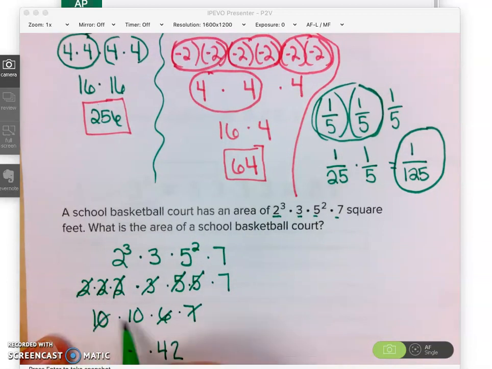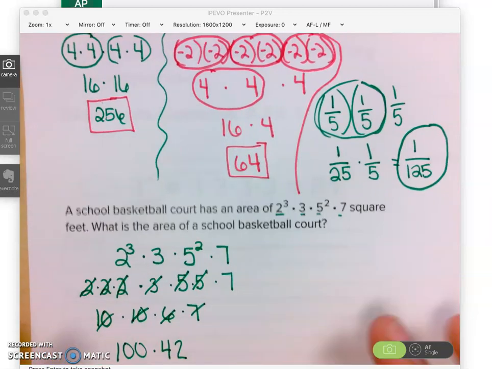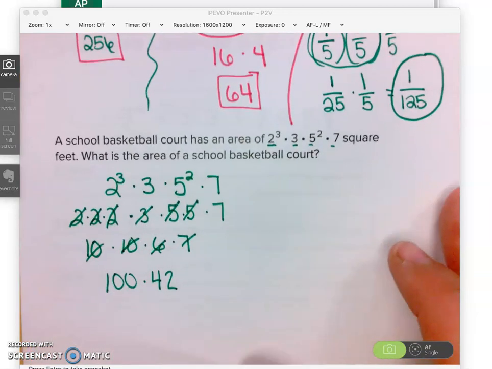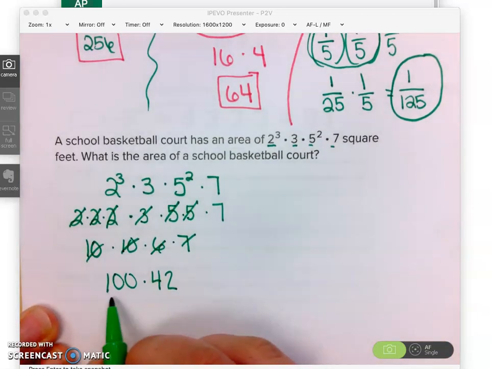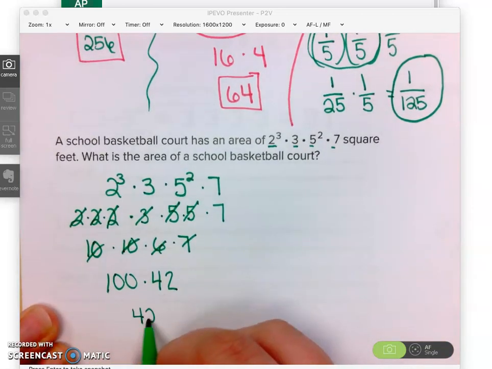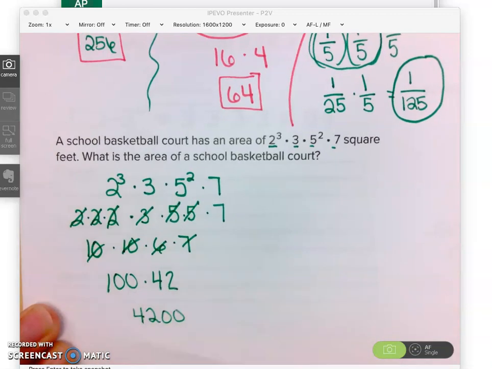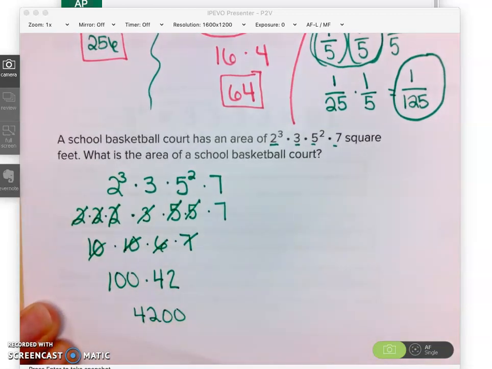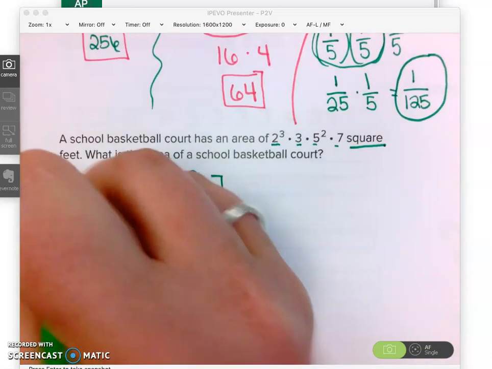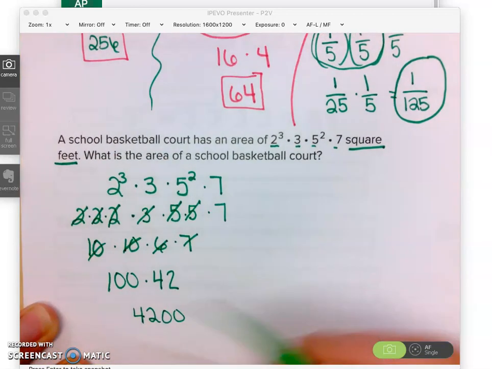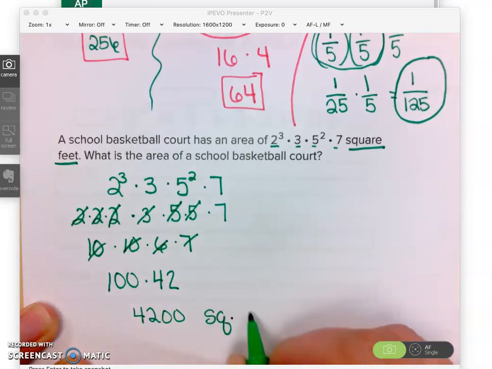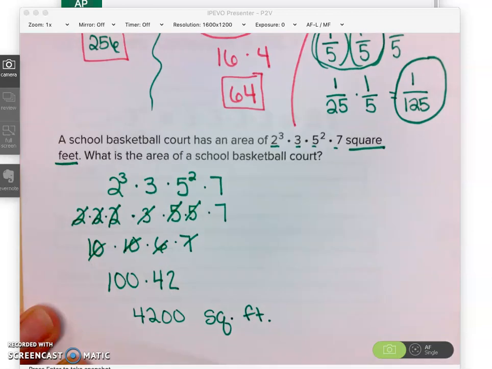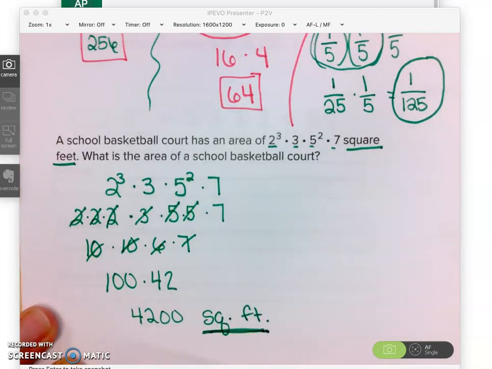10 times 10 is 100. And again, anything multiplied by a power of 10 or 100 or 1,000 is going to be a little easier for me to do. So 100 times 42 is 42, and then add those two zeros. So I get 4,200. Now I don't want to forget my label. You can write square feet or feet squared, so I'm just going to write square feet and be done. This on your quizzes will be points, so don't forget labels.